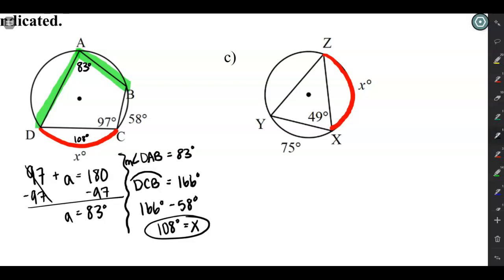So I'm going to take this 75 degrees, which represents this arc right here. And I'm going to use that to give me what this angle is at the top, angle Z. Remember that your intercepted arcs are always twice the inscribed angle, which means that this inscribed angle is 37.5.